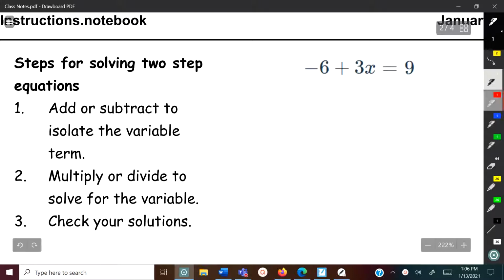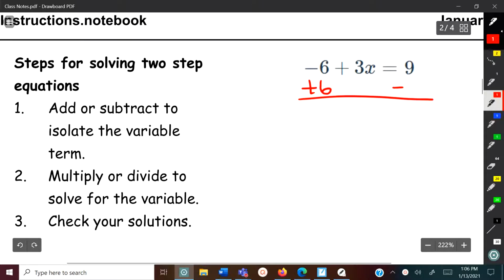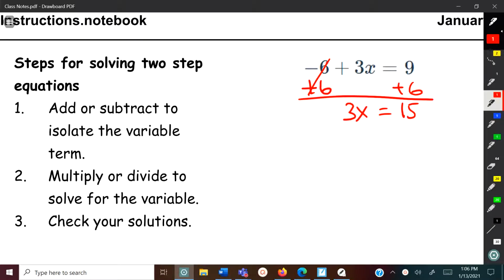So we're going to add or subtract. In this case, we're going to add. We're going to do the opposite of negative 6, which is positive 6, and we do it on both sides. And this will cancel out, get you 0, bring down 3x, and then 9 plus 6 is 15. The next thing we're going to do is divide by 3. And then x is equal to 15 over 3, which is 5.